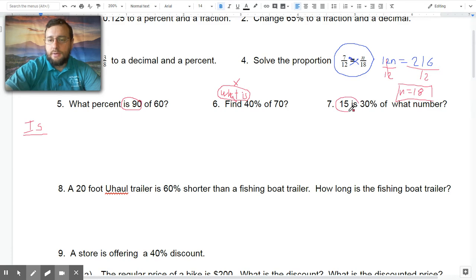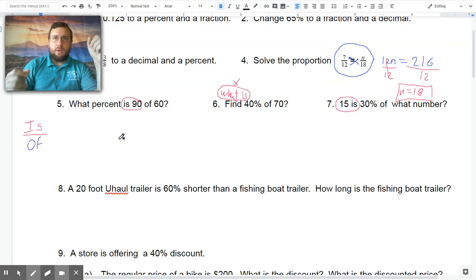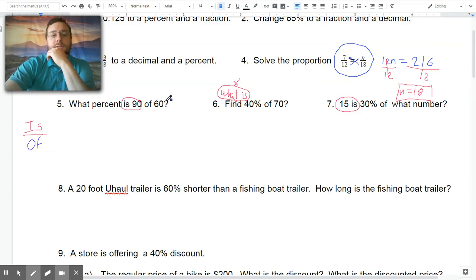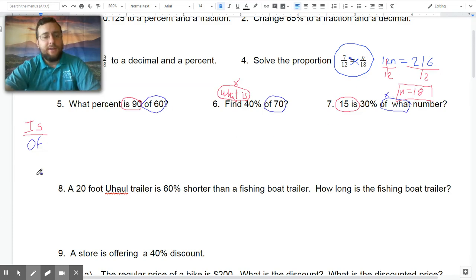And over here, 15 is close to the "is". You also have to find out what's the "of". And the "of" is the whole, or the entire whole of the problem, right? So in this case, you have the 60 that's next to the "of", and the 70 that's next to the "of". And in this case, the "what" is next to the "of", so that means I am going to be looking for it. So the "what" is going to be the x there.